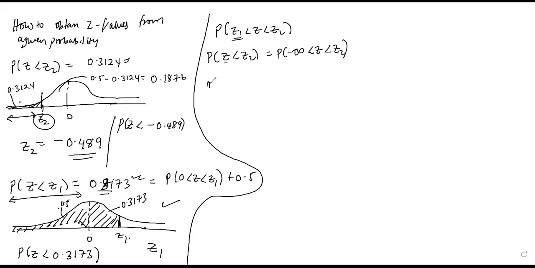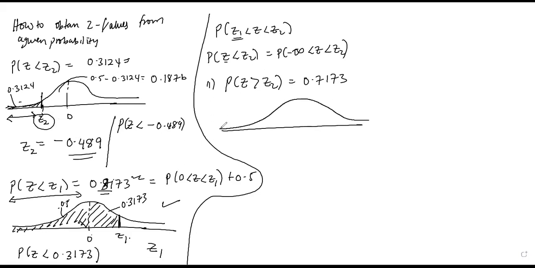Okay, another review. Probability of Z is greater than Z2 is 0.7173. Where should I place it? Where should it start from, the left or the right? The right, but since it's bigger than 0.5, we have to extend to the left. You should start from there.